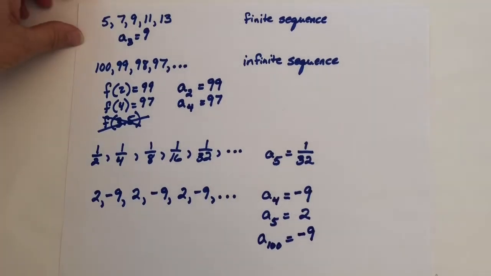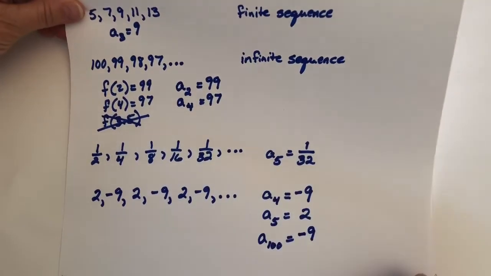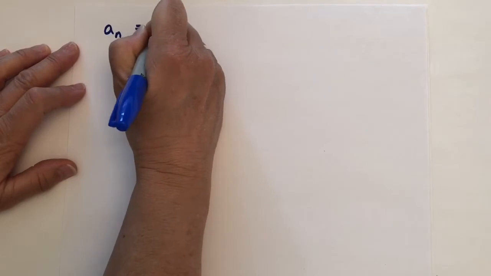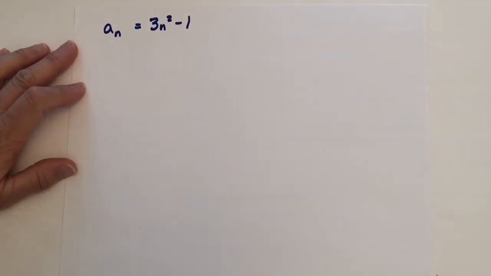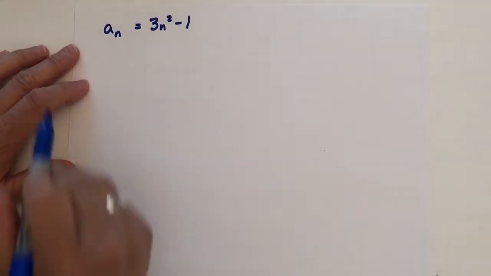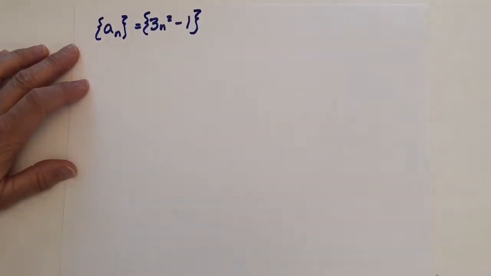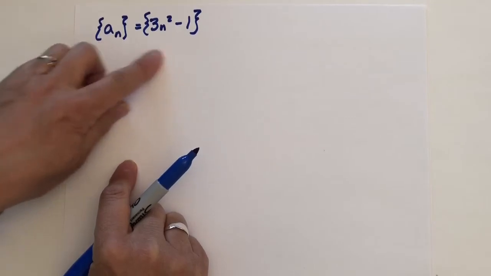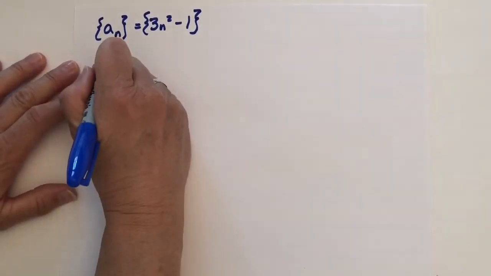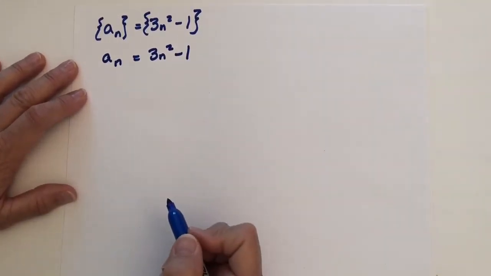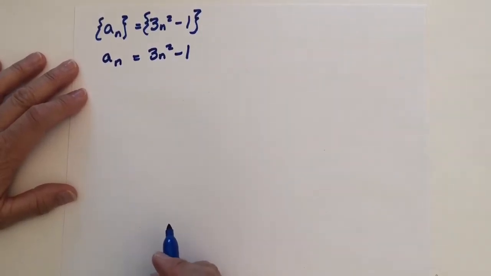And sometimes we represent sequences with a formula. For example, this. Suppose I said a sub n equals 3n squared minus 1. And by the way, sometimes you see people write it more formally with braces around the a sub n. I'm going to be more casual and not write it that way, but you'll sometimes see that. But let's just write a sub n equals 3n squared minus 1. So let's just find a few terms in this sequence.